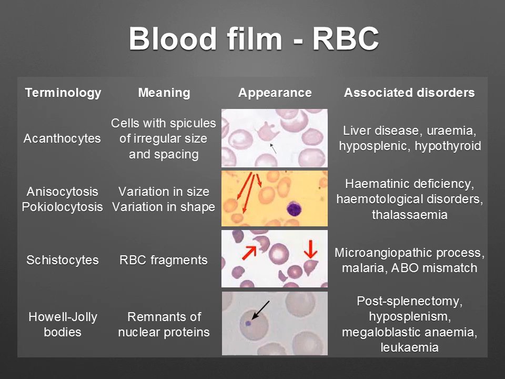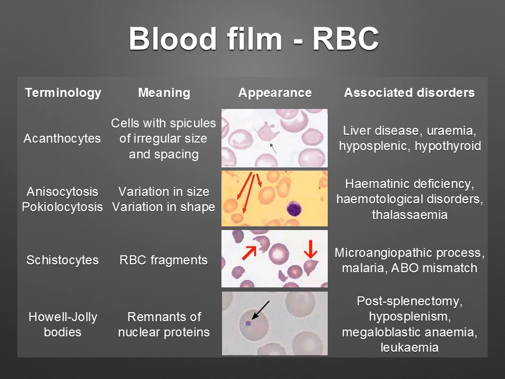So on the blood film, the acanthocytes are cells that have spicules and look irregular, and they're associated with liver disease, uremia, hyposplenism, or hypothyroid disorders. Anisocytosis or poikilocytosis means variability in size and shape of the red blood cells, and they're associated with hematinic deficiencies, iron deficiency, hematological disorders, and thalassemia.